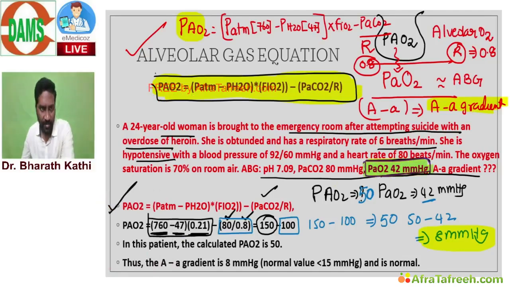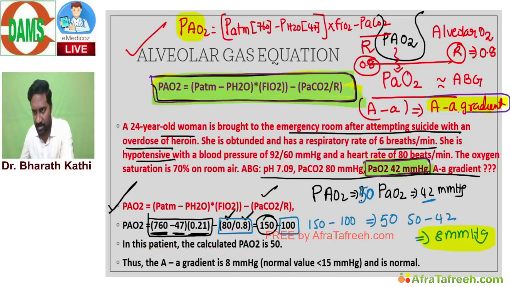The second important parameter is alveolar oxygen. You should also keep an eye on the alveolar oxygen. You should know what the alveolar oxygen is in this patient. And the third important thing is you should calculate the gradient.